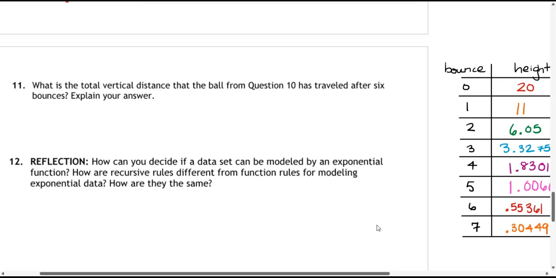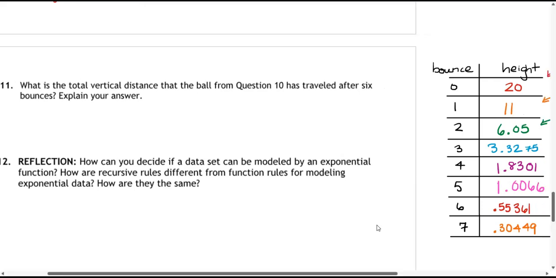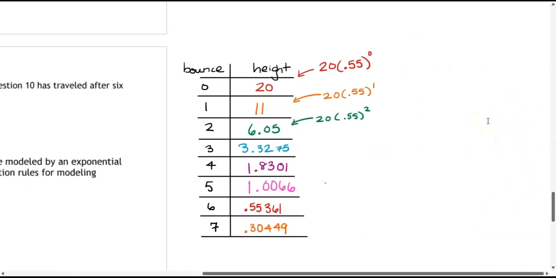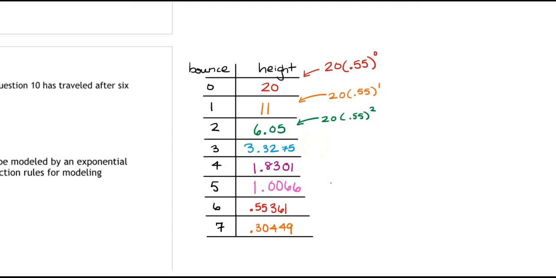Because it says, what is the total vertical distance that the ball from question 10 has traveled after 6 bounces? So the total vertical distance is going to be the sum of the 2 different heights that you're going to have. So the height of it going up plus the height of it going down. So if you kind of consider what you have here, if I was to think about it visually, visually, what I'm trying to say here.